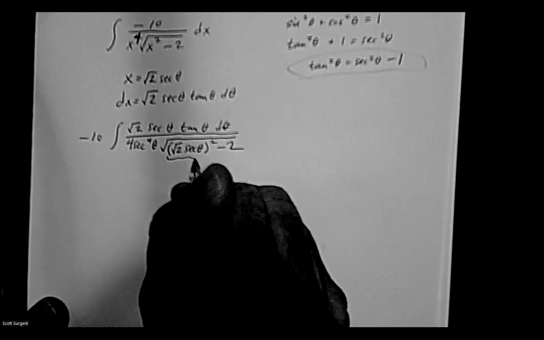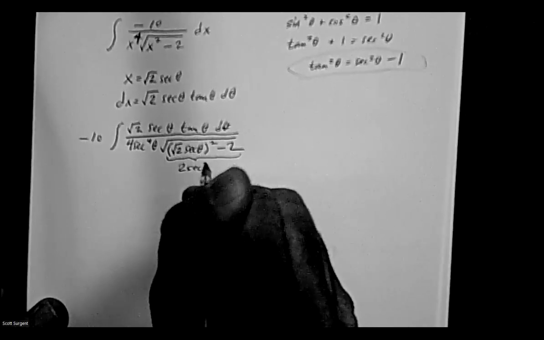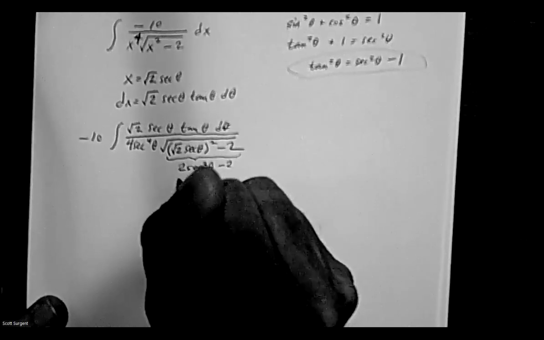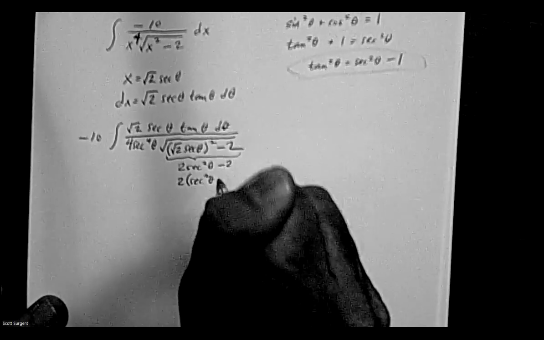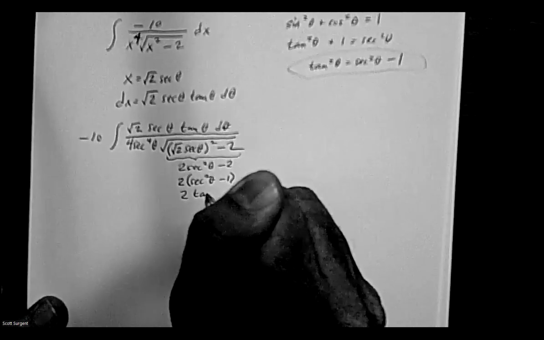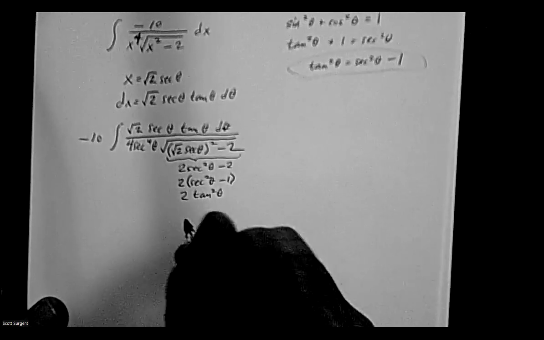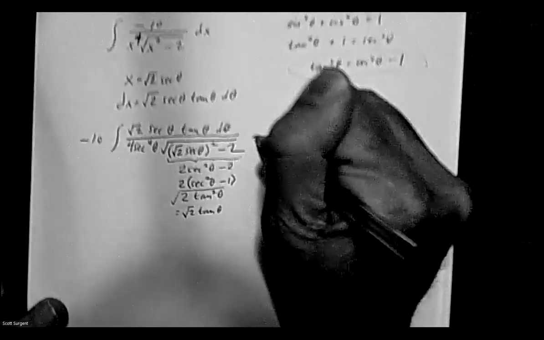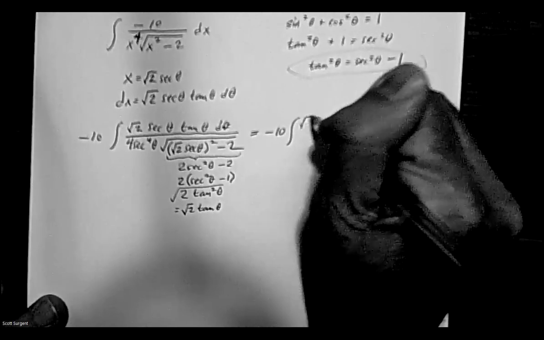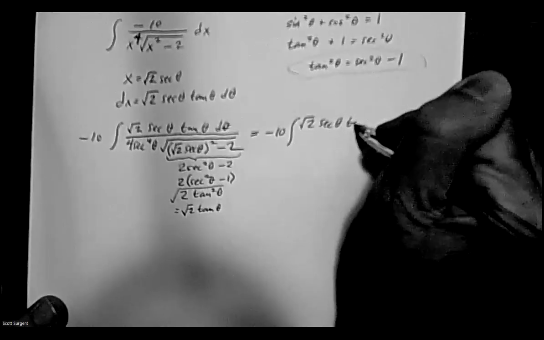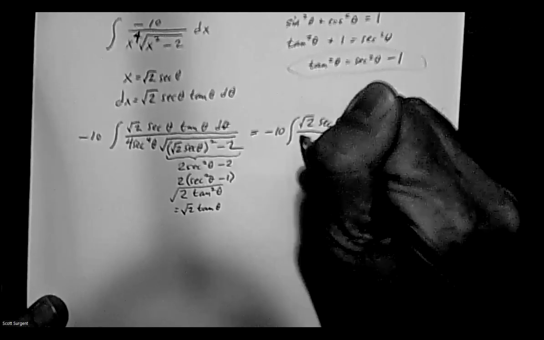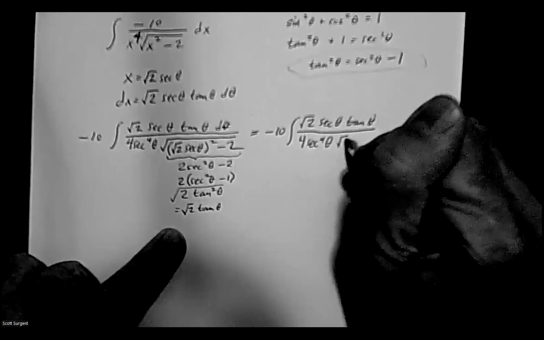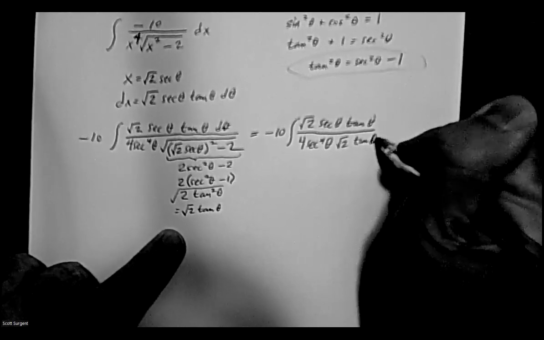First of all, I'll do the radical right now. It's actually just 2 secant squared theta, minus 2. Factor the 2 out. Secant squared minus 1 is tan squared. And then when you take the radical of that, you get root 2 tan theta. I'll rewrite it because I think it's important to see the whole structure. There's a lot going on here, but it's going to clean up. This whole radical is simply root 2 tan theta. And then we've got d theta.